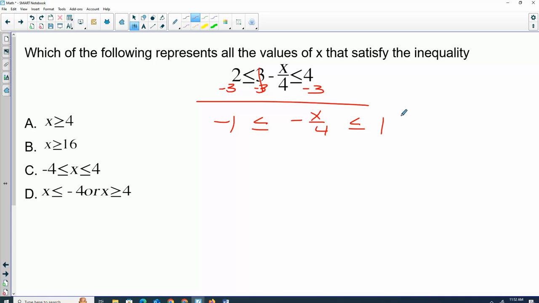Then what would we do to just get x in the middle? Yeah, let's go ahead and do -4. If you multiply by a negative, what happens to your inequalities? Okay, so we need x to be between -4 and +4. Which one is the same as this? C. It flipped the negative and +4, but the inequalities as well. So those are equivalent.